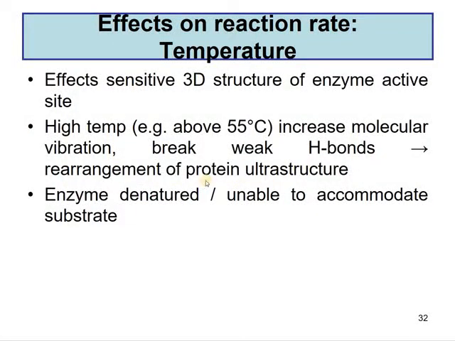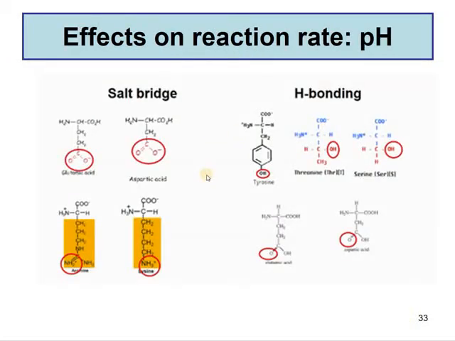Okay, so as we already mentioned, the temperature obviously affects the sensitive three-dimensional structure of the active site. Okay, so high temperatures above 55 degrees Celsius increase the molecular vibration and they start breaking off the weak bonds. By just breaking down the weak bonds, it's affecting the shape of the active site, and then the enzyme becomes denatured and unable to accommodate the substrate on the active site. So temperature is quite straightforward.